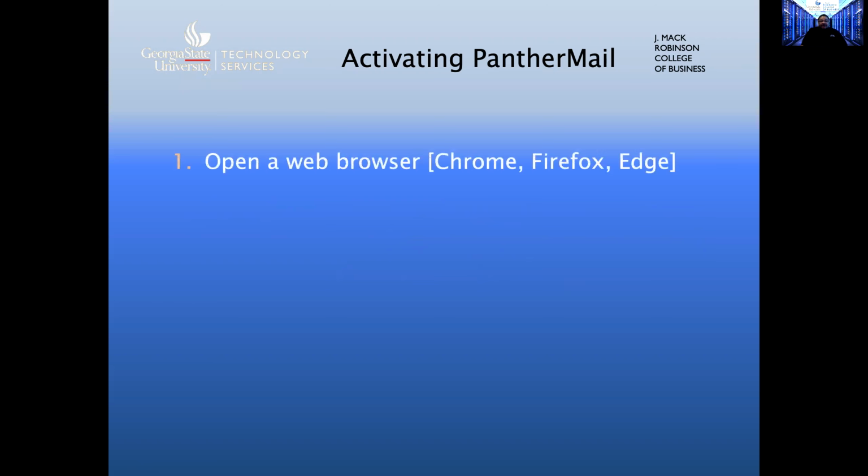The first thing to do is open a web browser such as Chrome, Firefox, Edge. In the address bar, type the URL of panthermail.gsu.edu and then press the Enter key.